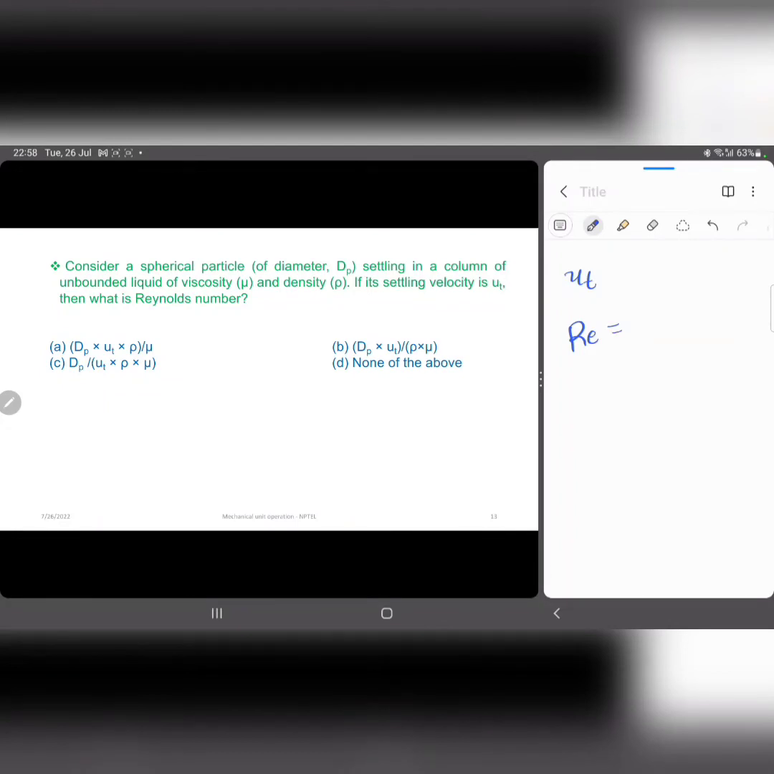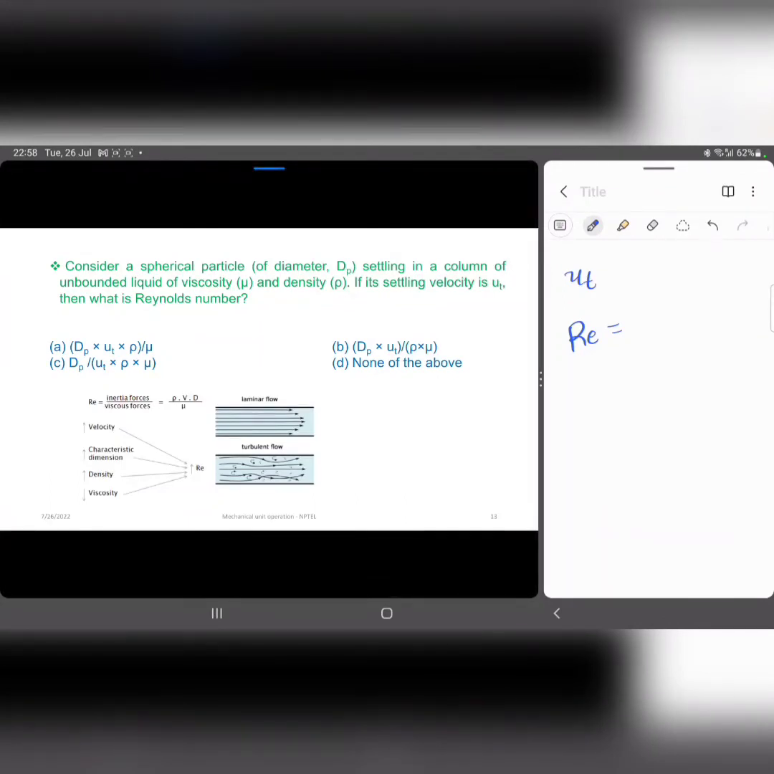So you know that Reynolds number. What is Reynolds number? It is the indication of the flow pattern, what is the type of flow which we are dealing with. Whether it is laminar, it is turbulent, or it is in between, the transition from laminar to turbulent. So this is the Reynolds number.